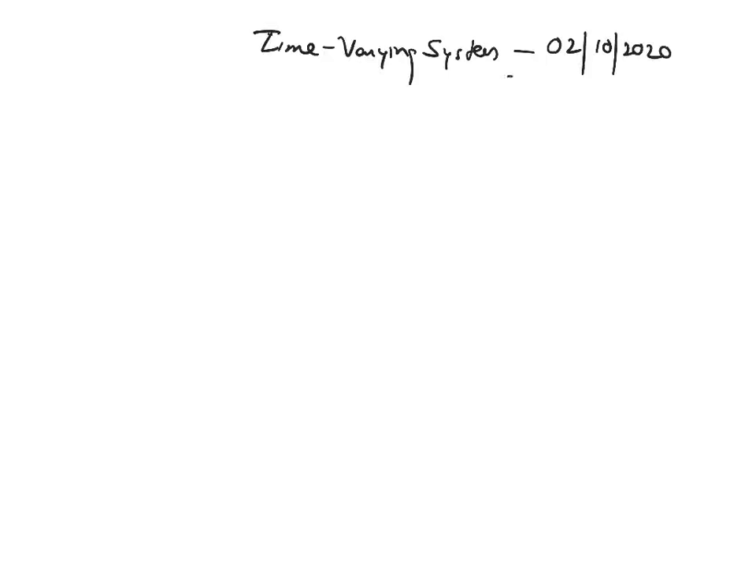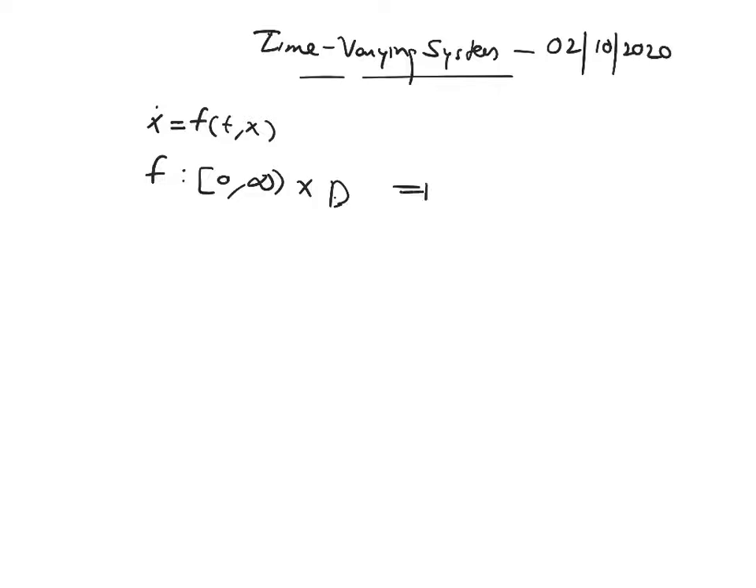02/10/2020. Okay, so time varying systems of this sort, x dot equals f of t, x. This is what we will do, right? Where f is defined over 0 to infinity, that's your time interval. X is defined over domain D, a subset of R^n.